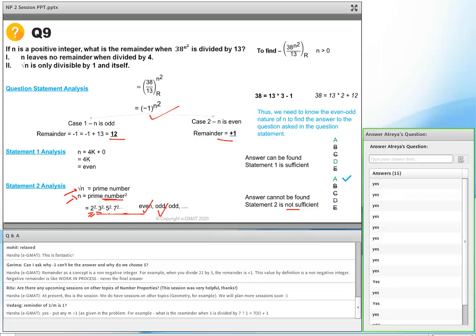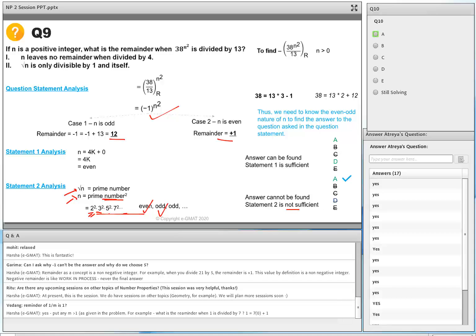So with this, let's move on to question number 10. Please mark us still solving, guys. Very, very quickly. Please mark us still solving.